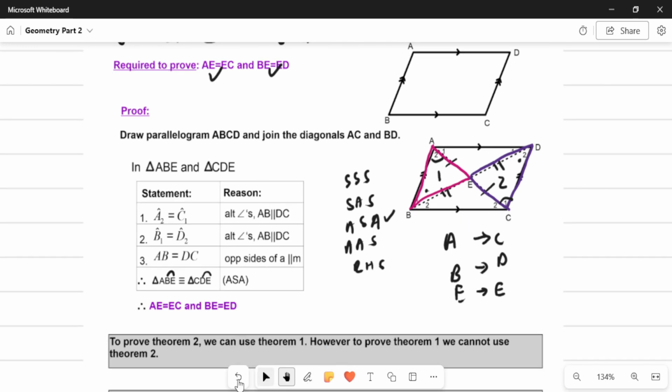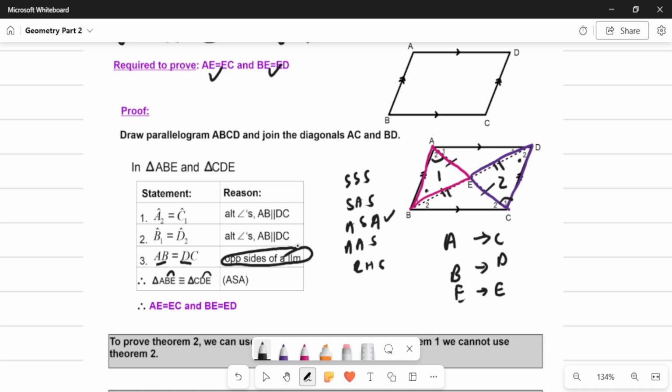Now, what you must remember is that to prove theorem 2, we can use theorem 1. However, to prove theorem 1, we cannot use theorem 2. Can you see this part here where we said that AB is equal to DE, the opposite sides of a parallelogram? Remember, we proved that in theorem 1. So from theorem 1, you can use it for theorem 2, but you can't go in the opposite direction. You can't say that the diagonals bisect each other. This is why I said again that the mathematicians thought about this strategically. They put this here first for some specific reason.